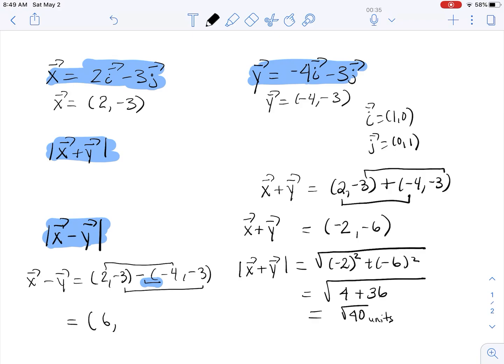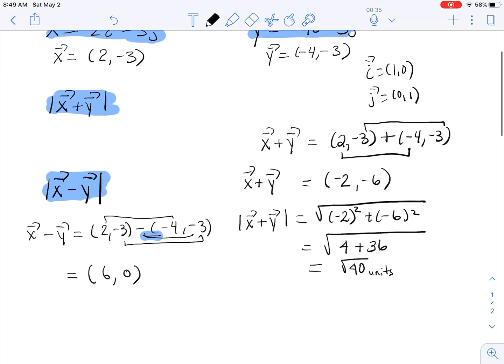Oops, I drew my arrows wrong there. Sorry about that. See what you're doing there? You're doing minus 3, and again you've got a minus there, so you're really doing minus 3 plus 3, which is 0. So now you have vector x minus vector y, and now you can take the magnitude of it.